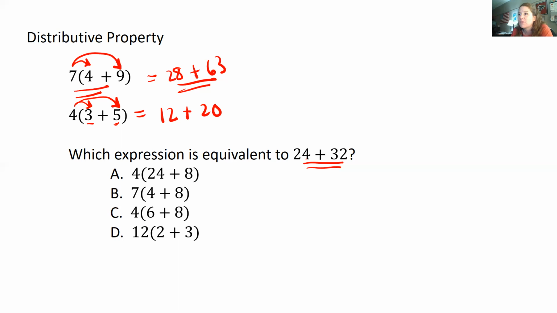Can I divide 24 by 4 and 32 by 4? Yes. So if I divide both of those by 4, what would be left? What's 24 divided by 4? 6. And what's 32 divided by 4? It would be 8. So that's why C is the correct answer. C is equivalent to that expression. They're both equal to 56.